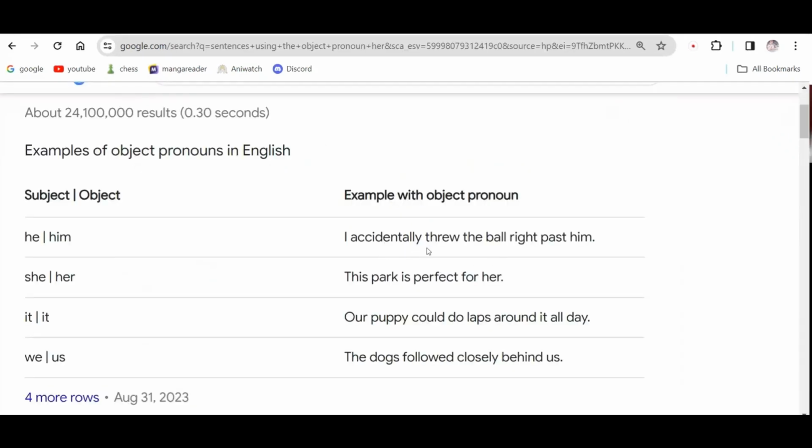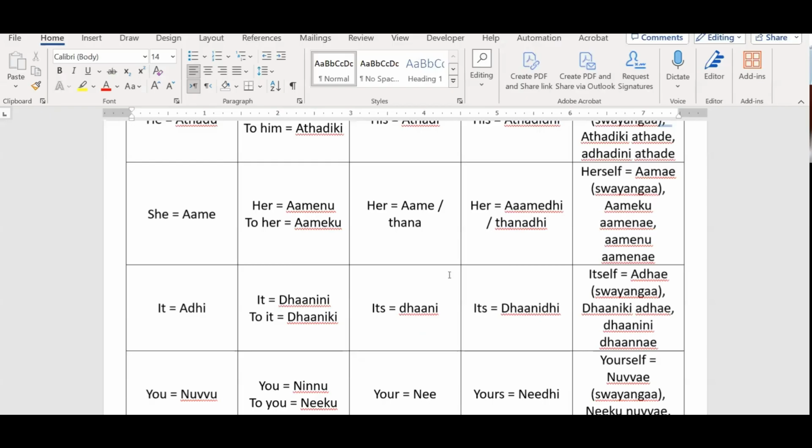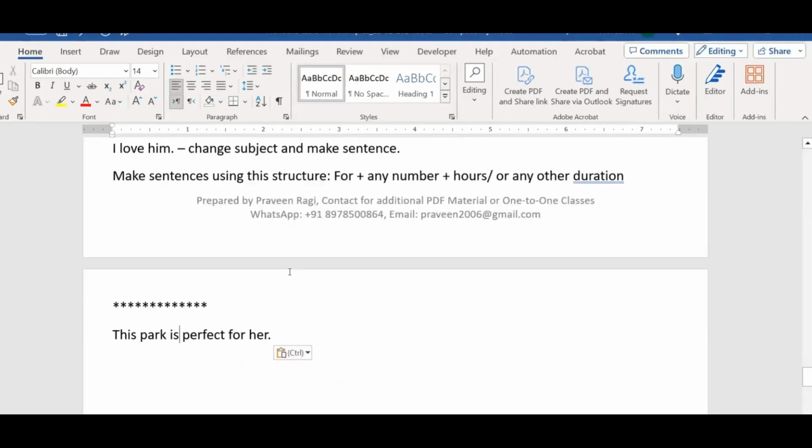So, I accidentally threw the ball right past him. This park is perfect for her. So it can be anything. We can say whatever is matching or good for her, we can use this sentence. But let's translate. This park is perfect for her.